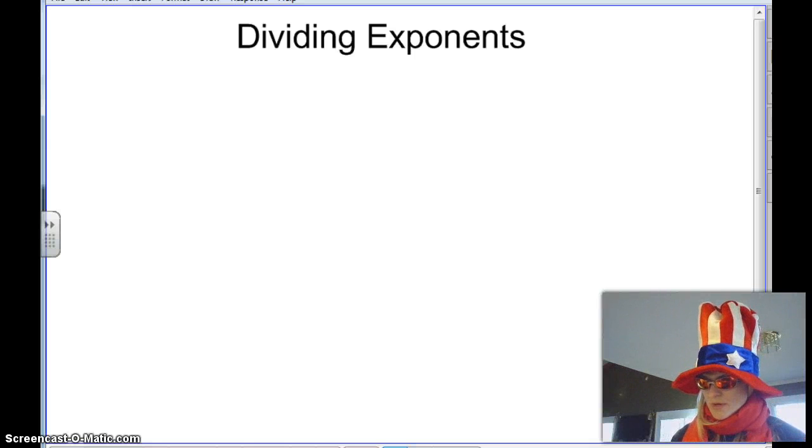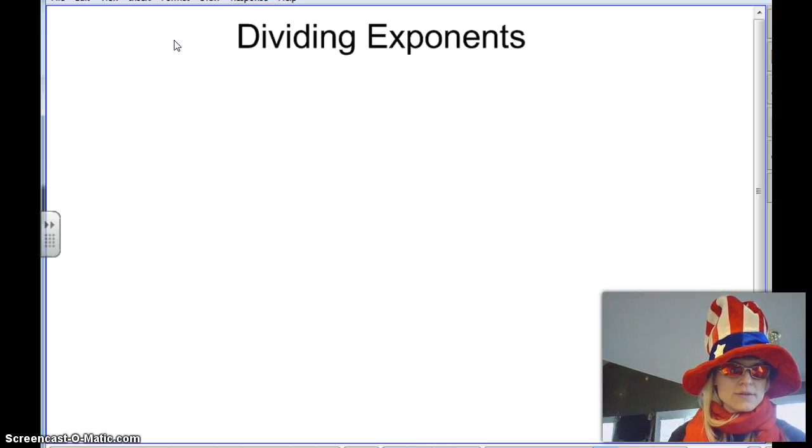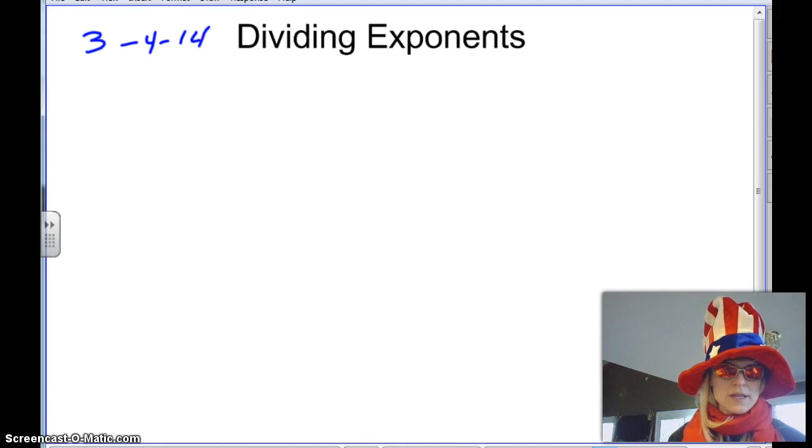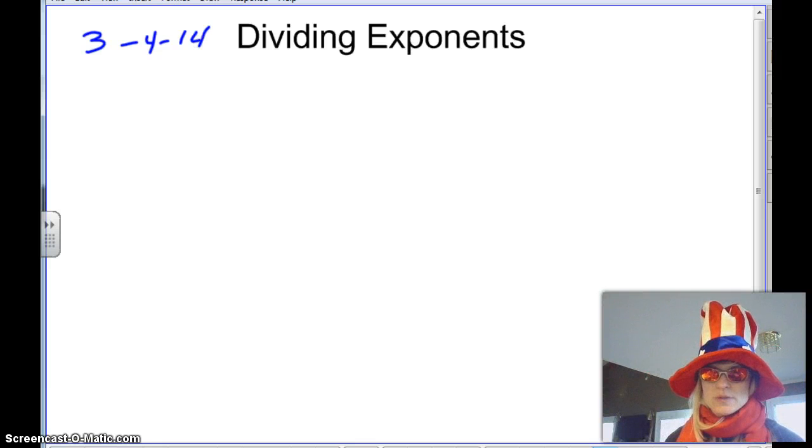So today we're going to talk about dividing exponents. Of course we want to put our date here. Where are we at? So we got 3, 4, 14. And we've talked about exponents to the zero. We've talked about negative exponents, multiplying exponents, and now we're going to talk about dividing exponents.